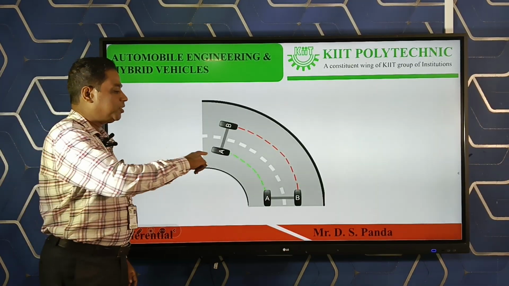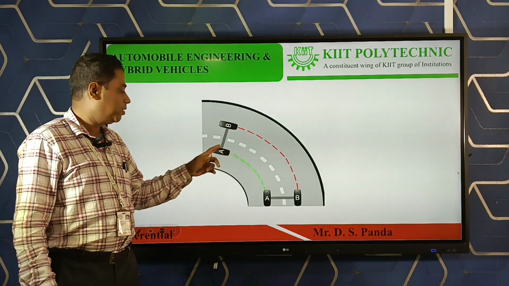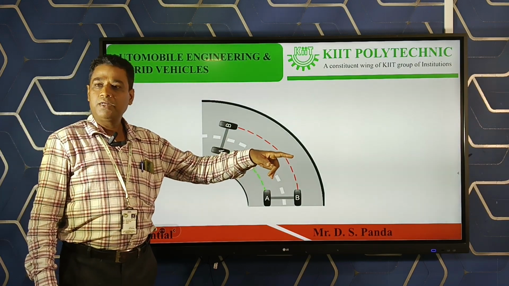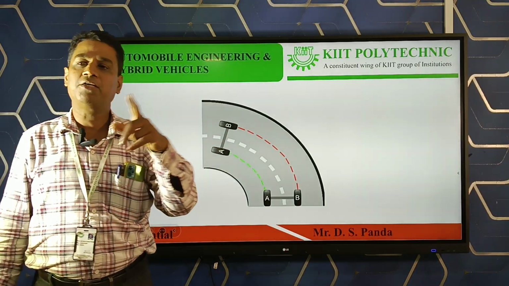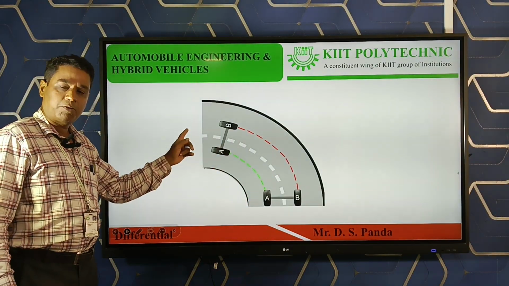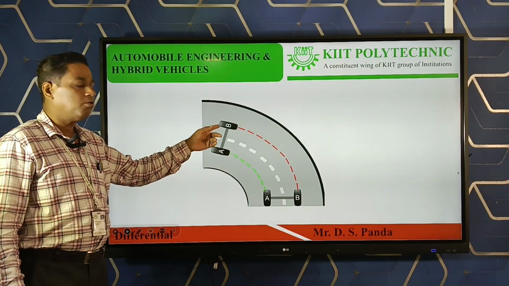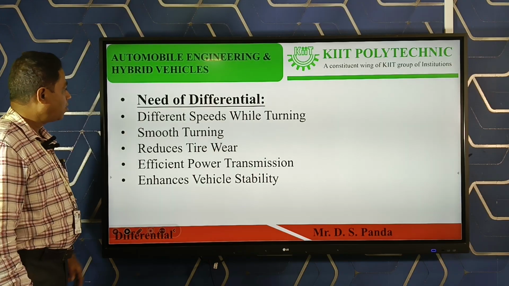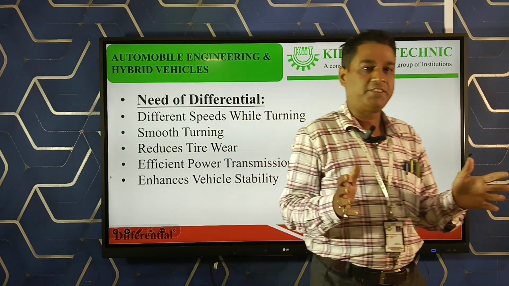In the same way, suppose it takes a right turn, at that time wheel B will be the inner wheel and A will be the outer wheel. Suppose it is taking a right turn, the inner wheel B will take less speed compared to wheel A. But here the vehicle is taking a left turn, so wheel A will take less speed compared to wheel B. And that will be maintained by the differential.